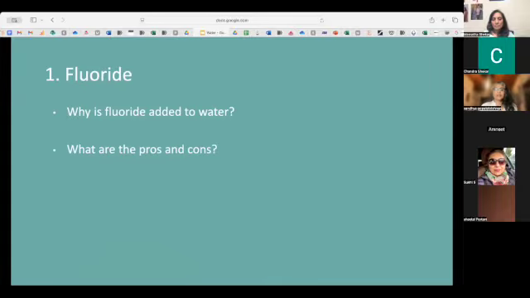We'll start with fluoride. I remember there was some discussion in the Mahadev community on fluoride, and I was like, okay, why is this even a problem? First, why is fluoride added to water? And why is this such a big debate? Again, show of hands for anybody who knows. You guys are very silent. Okay, all right. So we'll get into a lot on fluoride.